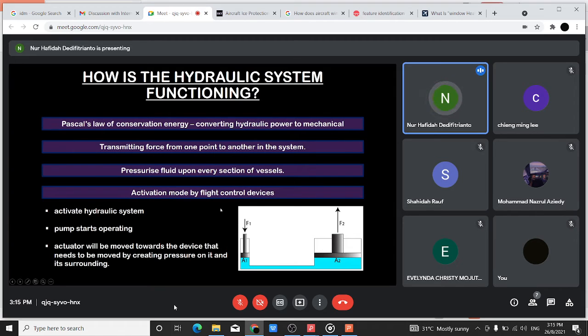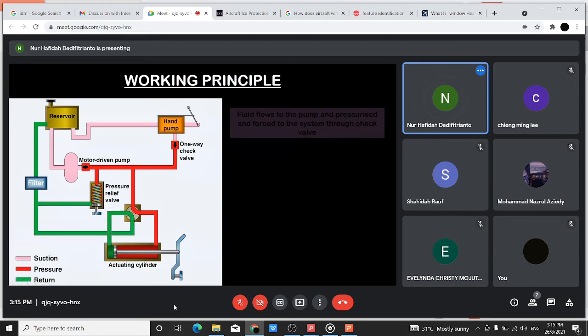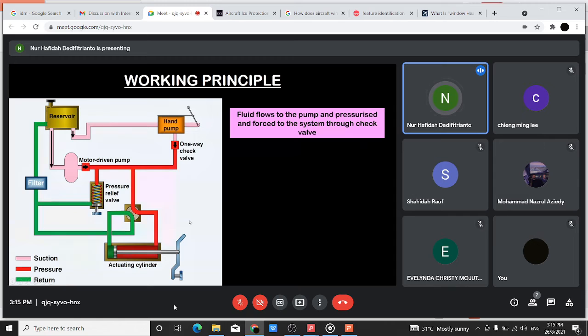So the hydraulic system can be activated by flight control devices. Once it's activated, the pump will start operating. Then the actuator will be moved towards the device that needs to be moved by creating pressure on it and its surrounding. Okay, so this is the working principle.